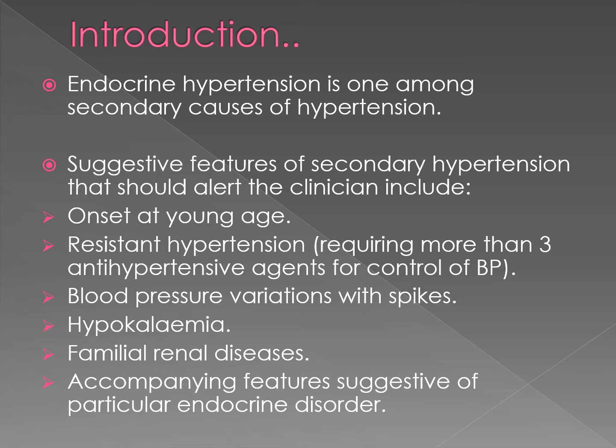Other thing to note, patients with endocrine hypertension usually have very high blood pressures, usually systolic blood pressure greater than or equal to 180 millimeters of mercury, and diastolic blood pressure greater than or equal to 110 millimeters of mercury.